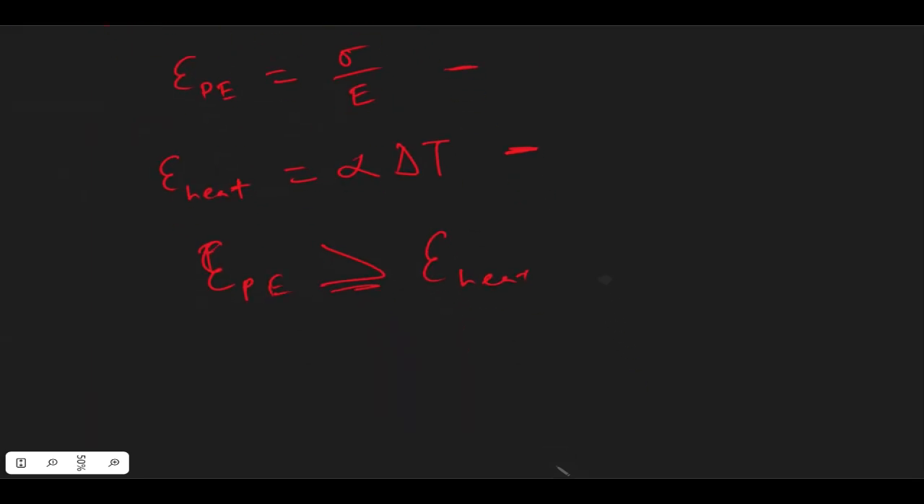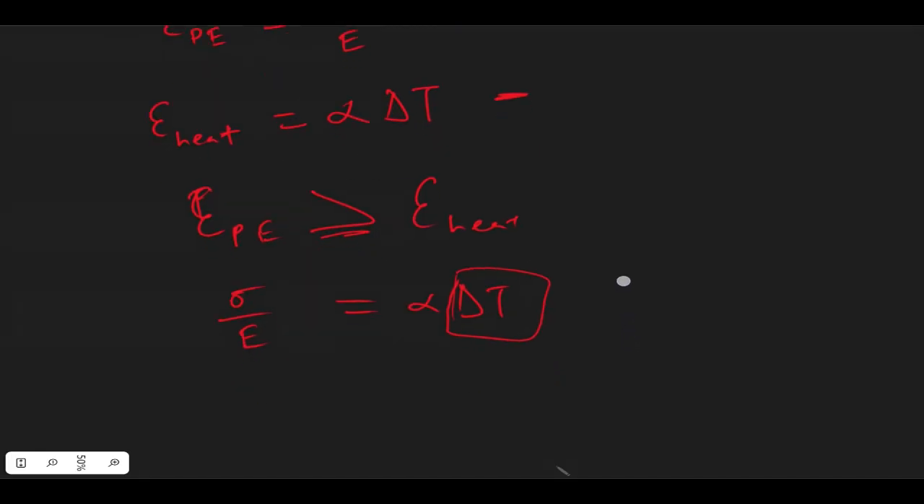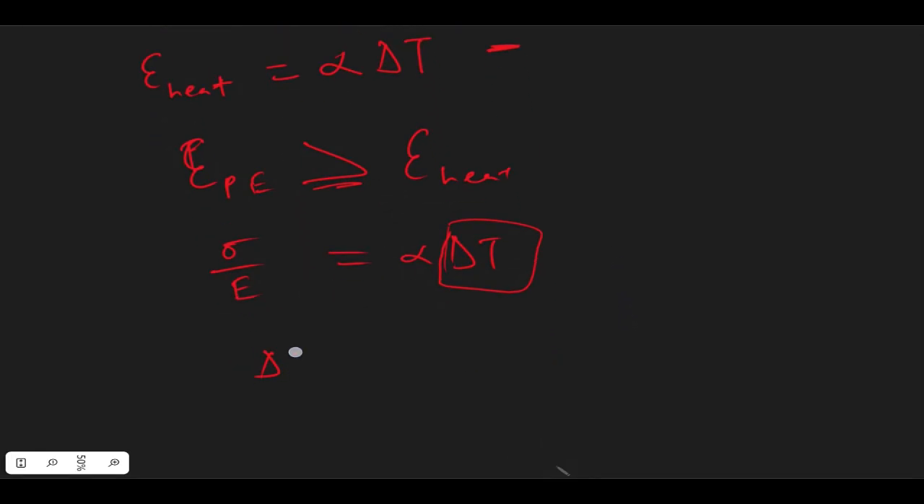So you can now input the formulas into each of the equations. You know that stress over Young's modulus equals thermal expansion coefficient times change in temperature. And our goal is to maximize change in temperature. So make this the subject of the formula. That means change in T equals stress over E divided by the thermal expansion coefficient. So now we have our objective function.